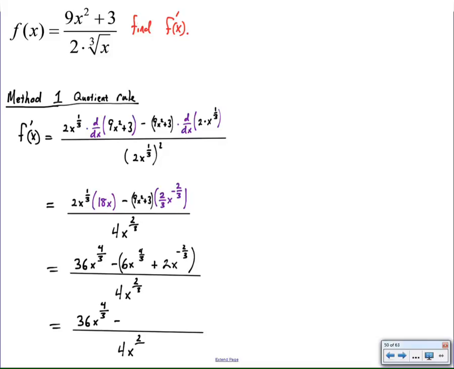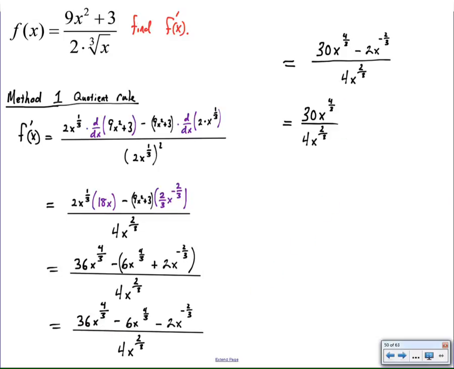Then I'm going to distribute the negative sign, and I recognize both of these are 4/3 power, so I'm going to collect like terms, which is what's going on over here. We have 30x to the 4/3, which used to be 36x to the 4/3 minus 6x to the 4/3. And finally, what I'm going to do is divide by separating these fractions out.